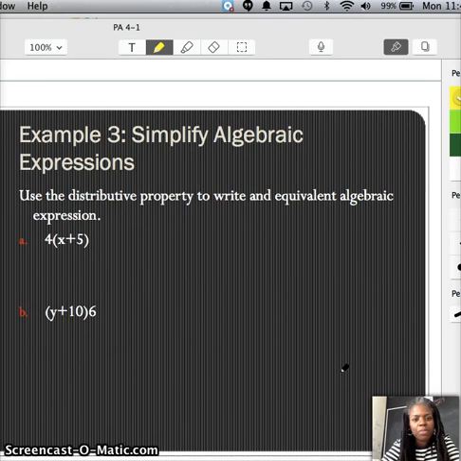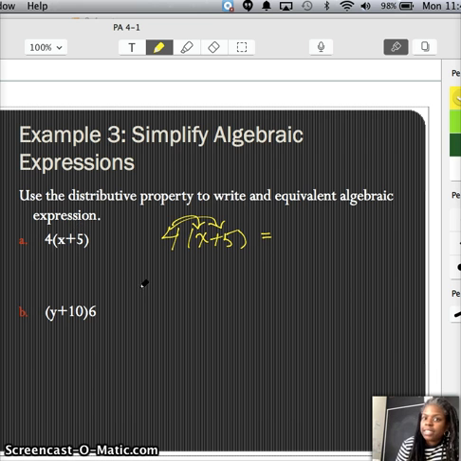All right. Example 3. Simplify this algebraic expression. So now we're dealing with situations where the distributive property is vital for rewriting. So I've got 4 times x and then 4 times 5. I'm going to rewrite this expression without parentheses by multiplying through using the distributive property. 4 times x is 4x. 4 times 5 is 20. And so I'm left with 4x plus 20. So this is the same as 4x plus 20.